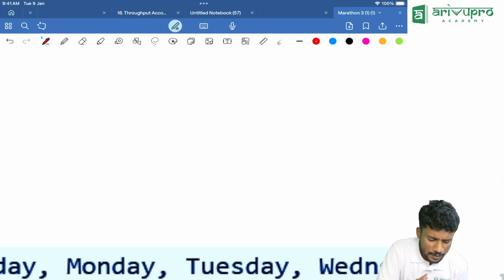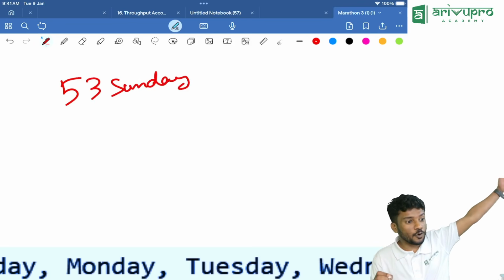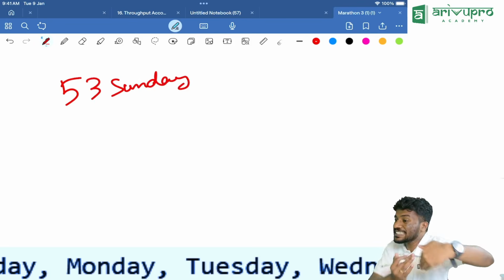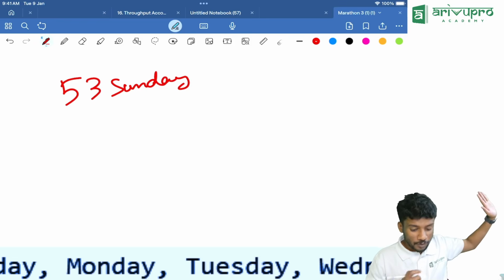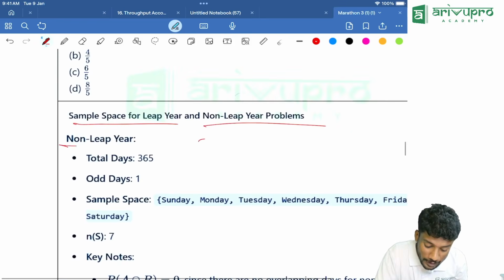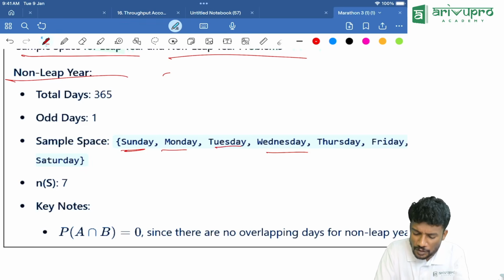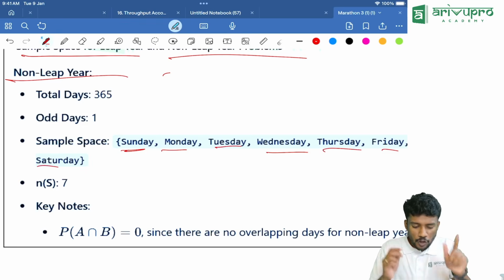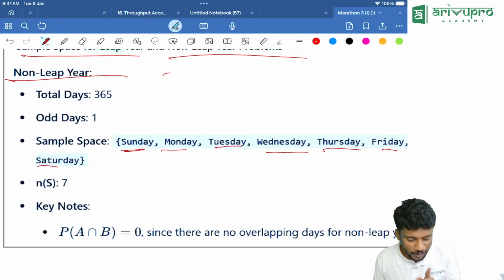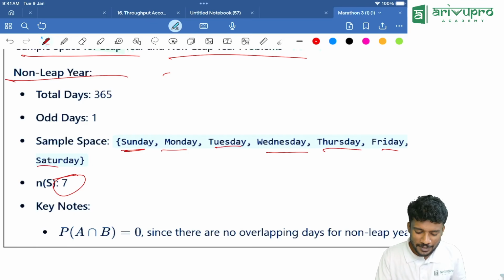Now the question will be like, probability of getting 53 Sundays. That will be the question. That means 52 is already there, so we are not considering it at all. We think about the 1 extra day in a non-leap year. So the sample space is Sunday, Monday, Tuesday, Wednesday, Thursday, Friday, Saturday. What is the sample space for a non-leap year? 7. Now, what is the probability of 53 Sundays? 1 by 7.